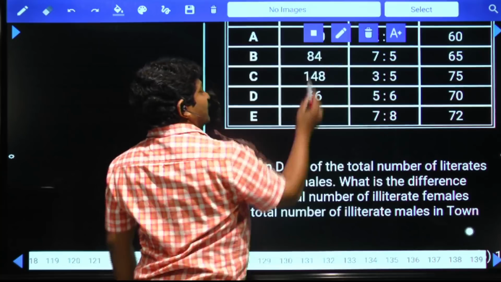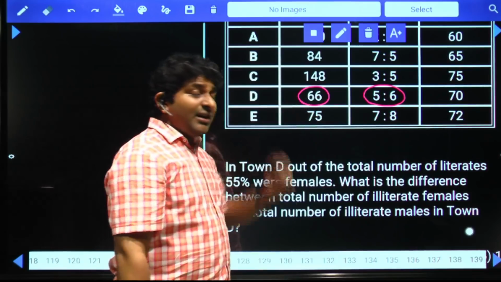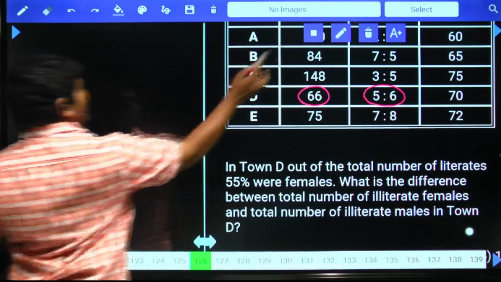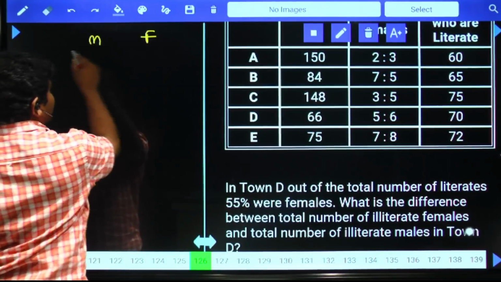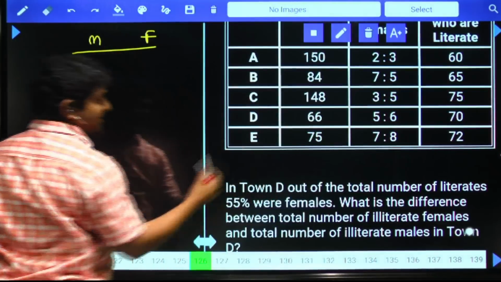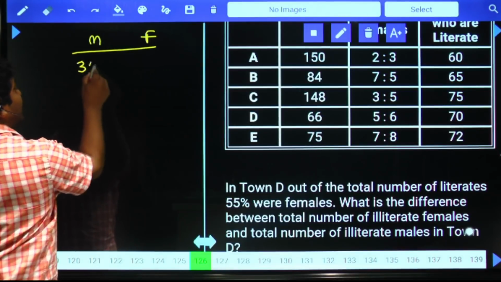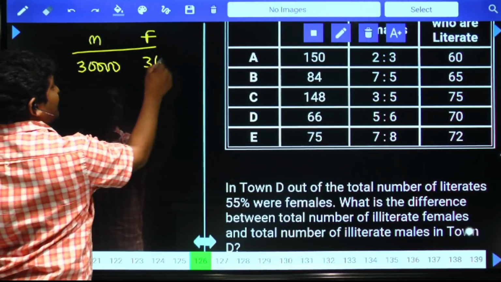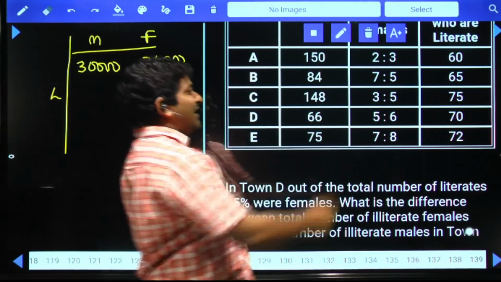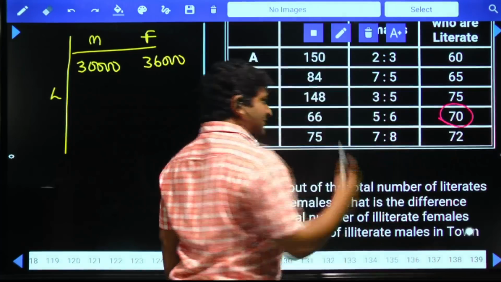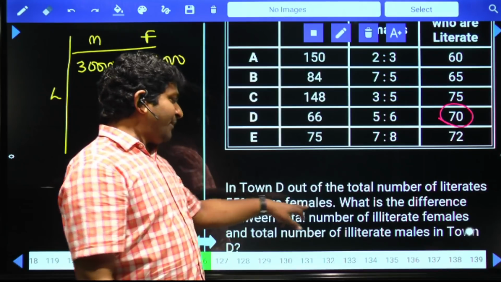Talking about D, 66 is divided in the ratio 5:6, total 11 parts. Male and then female ratio is 5:6. 11 parts is 66, 1 part is equal to 6 times. Male are 30,000, female are 36,000. Out of them, literates are 70%. 70% of this number only, 66,000. Out of them, 55% are female.